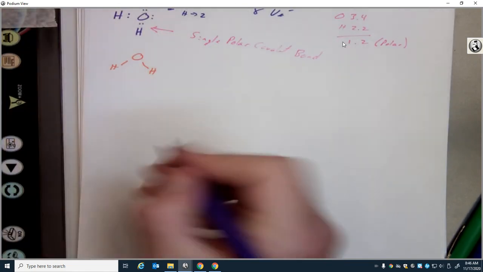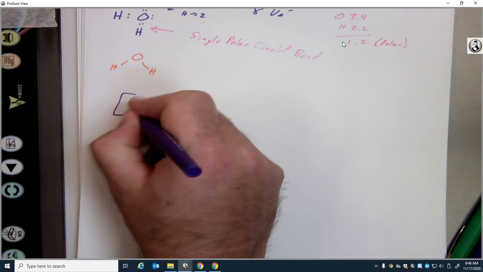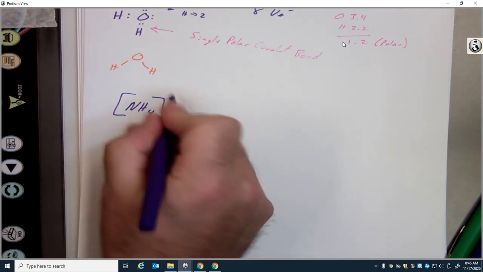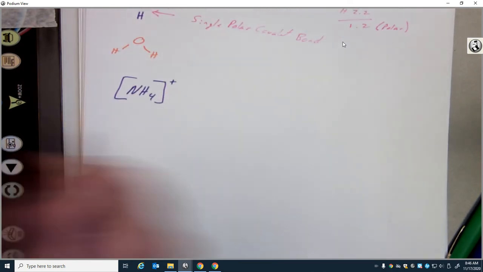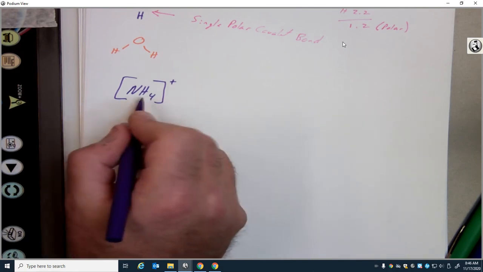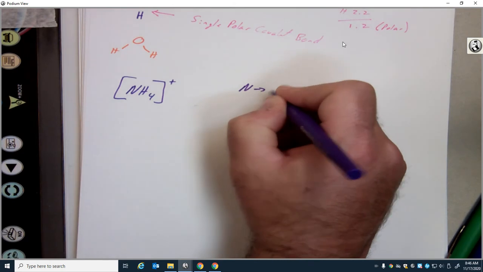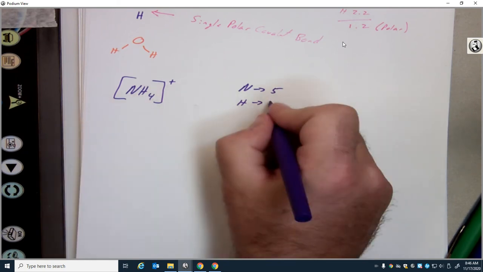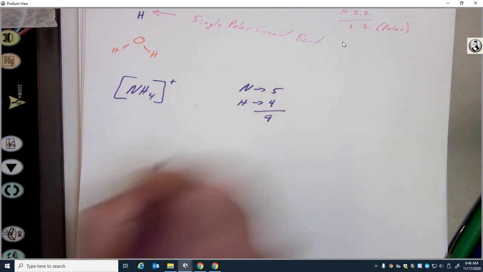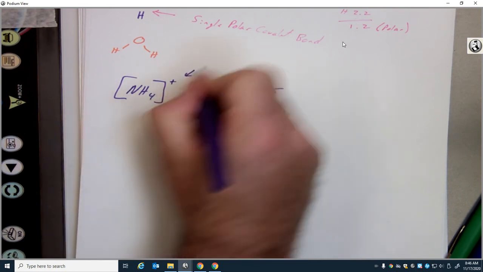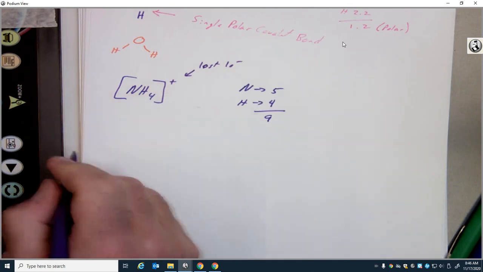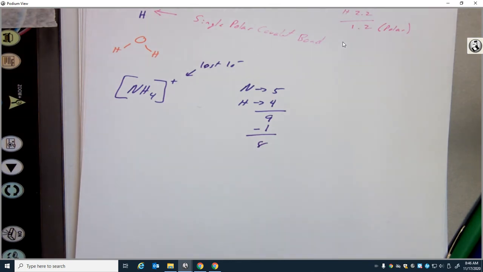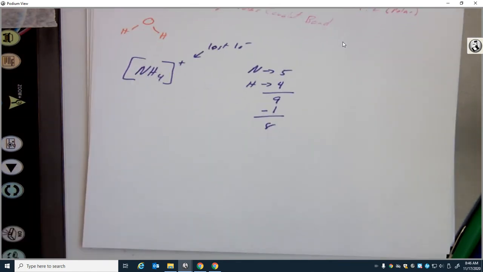All right, let's try another one. Let's do a polyatomic ion. Let's do the ammonium ion. This charge matters. So we're going to do our normal thing with counting up valence electrons. Nitrogen has 5. There are 4 hydrogen atoms. Each one has 1, so this would have 4. If we add those up, it's a total of 9. But this plus sign means that we have lost 1 electron, so we have to subtract 1 electron. So we only have 8 electrons to play with.